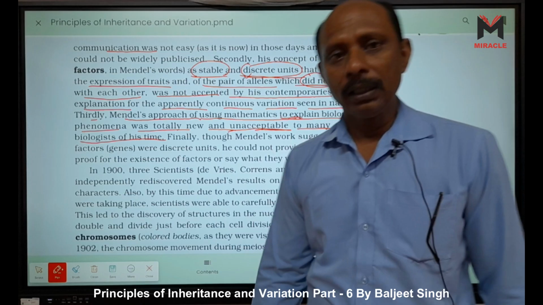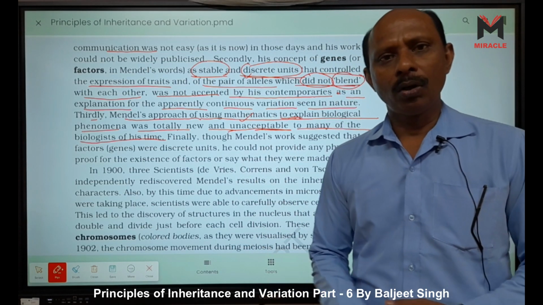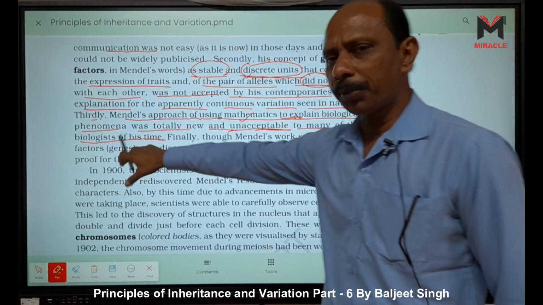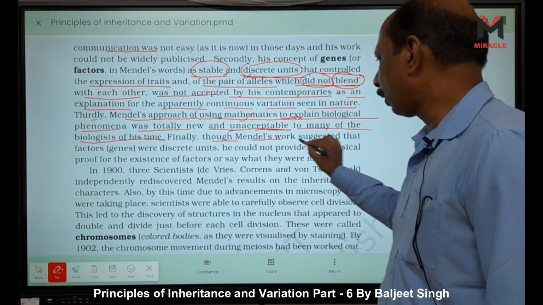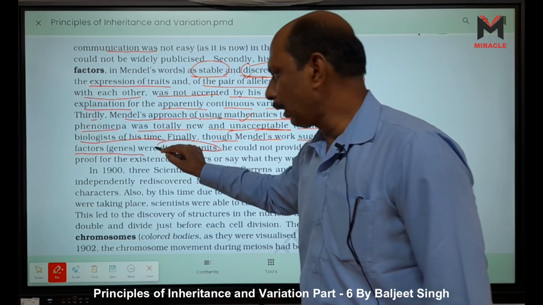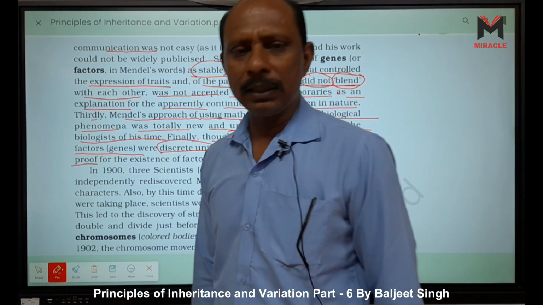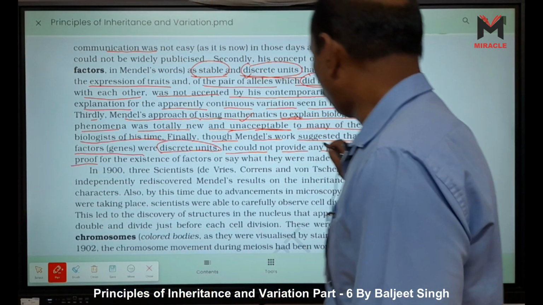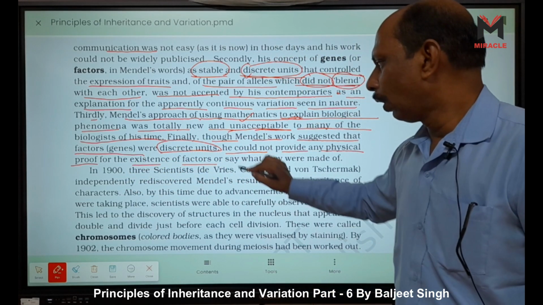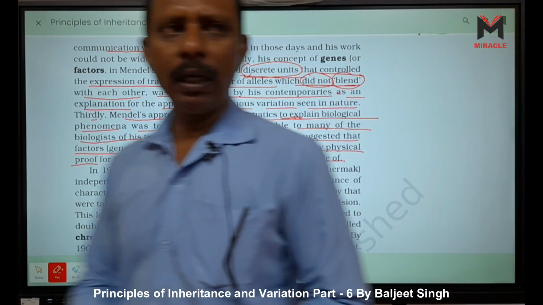That was not acceptable. Third, he used mathematics in biology. That was also not acceptable. It is even totally new and unacceptable to many of the biologists of his time. Finally, though Mendel's work suggested that the factors, genes, were discrete units, he could not provide any physical proof, because at that time scientists wanted only proof, right? He could not provide any physical proof for the existence of factors or say what they were made up of, because at that time we had no idea about the genes.